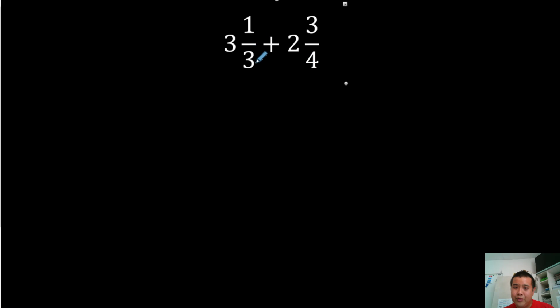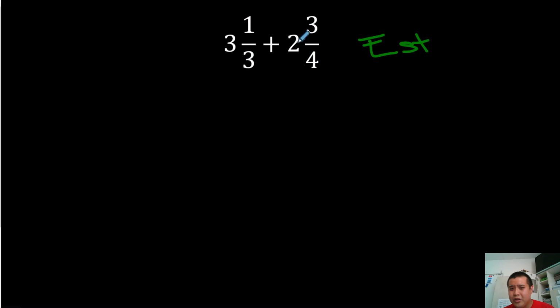Our next example is 3 and 1/3 plus 2 and 3/4. Again, we're going to do some estimating. In our estimate, we got 3 and 1/3 plus 2 and 3/4. So 3 plus 2 is 5.